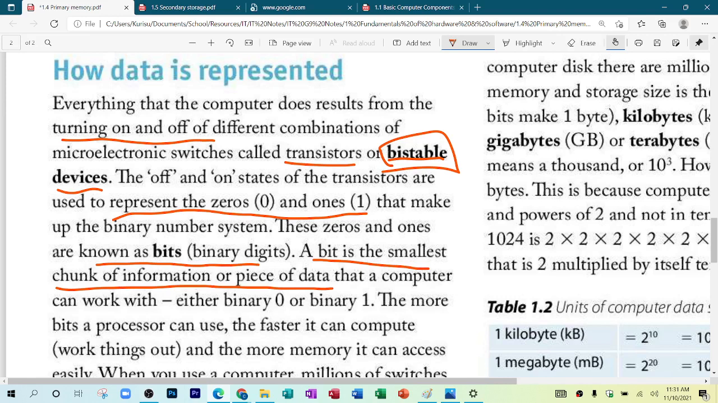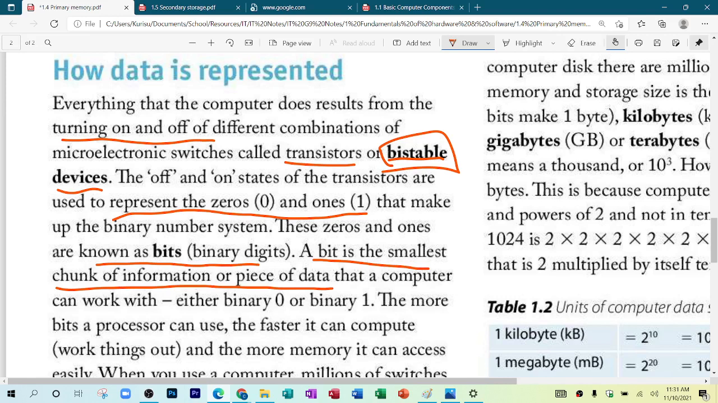So that's like the switch in your home. It can either be on or off. It can't be in the middle. If you do put it in the middle, the light is still going to be either off or on. So it's either on or it's off. So that's what your computer is constantly doing all the time.